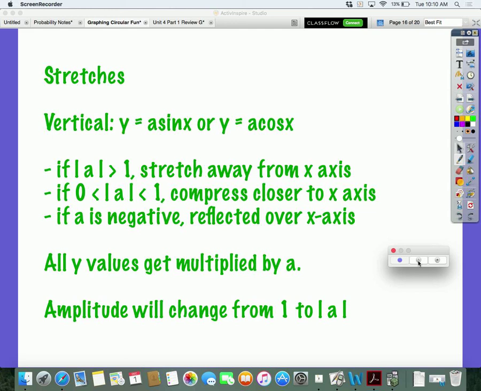And lastly, a also changes the amplitude of your function from 1 to the absolute value of a. Okay? So if a is 3, my amplitude is no longer 1, it is now 3. If it's negative 2, my amplitude is no longer 1, it is now 2. Still positive, it's the absolute value. Okay? So we're going to graph just one so I can get to horizontal stretches, to make sure that you guys will be able to do your homework.